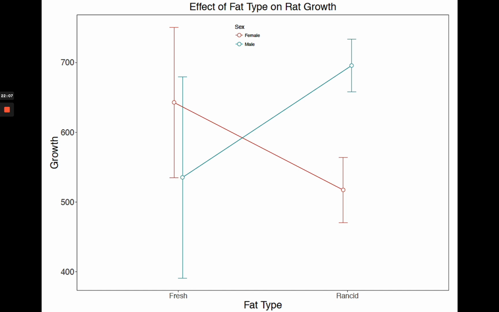And they don't have to cross. They can either diverge or converge on one another. But the main thing is that these two lines are no longer approximately parallel. And that's the visual indication that you have an interaction. Fresh fat affects females in one way and males in another way. Rancid fat affects females in one way and males in another way. And that is the nature of an interaction.